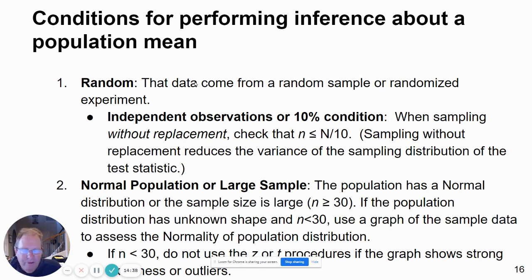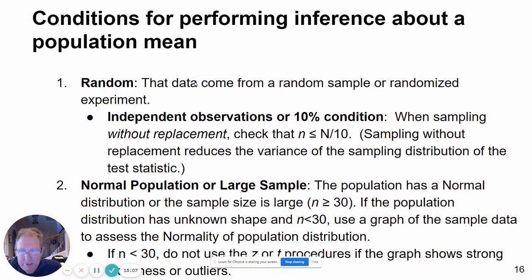And again, you actually have to do this. You have to use information from the problem to test these conditions. It's not enough to just say that the conditions are met or put a check mark next to them or name the conditions. You actually have to test the conditions. The last condition is that the population is normal or your sample size is large. So the population has a normal distribution, or the sample size is greater than or equal to 30. That will satisfy this condition.